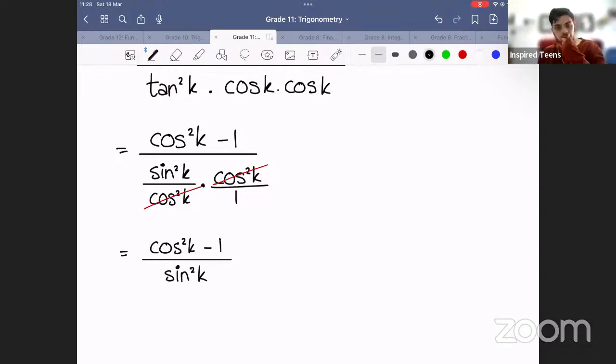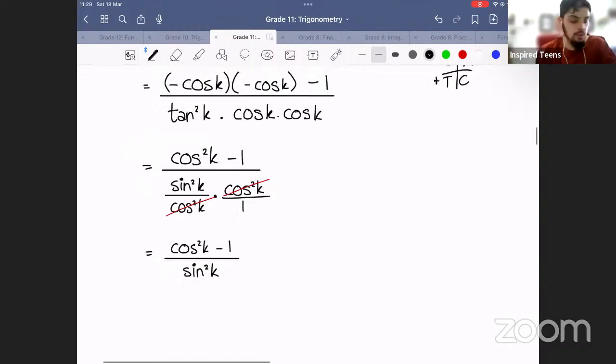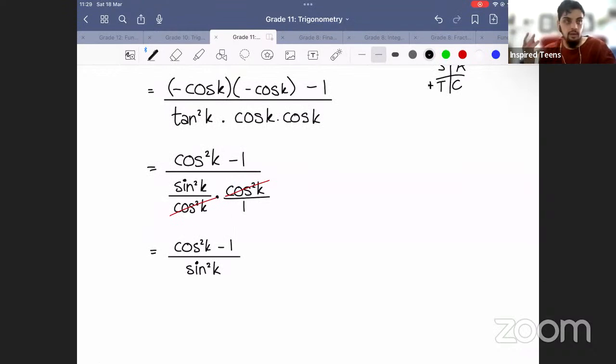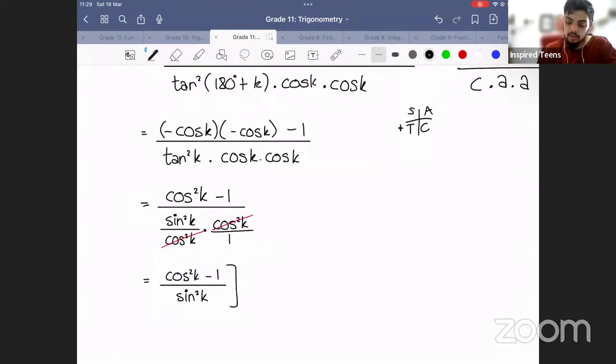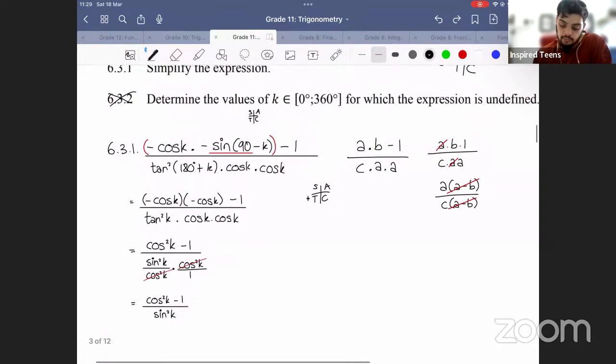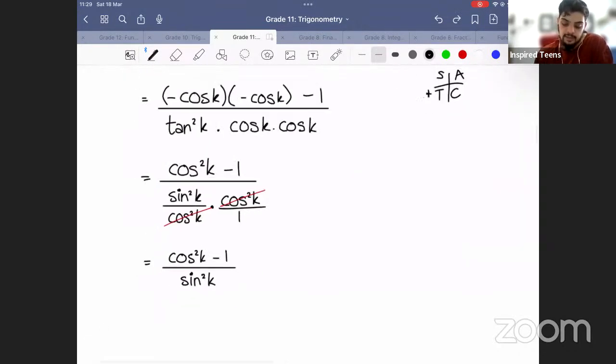For those of you who've done identities, which I'm guessing is most of you, you might know how to continue. For now, I'm not going to continue just because you and I have not done identities together. This can be simplified more, but we'll leave it for another time. For now, this is the simplest version that we can get. Okay, so I hope that makes sense.